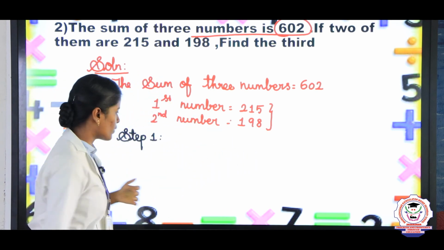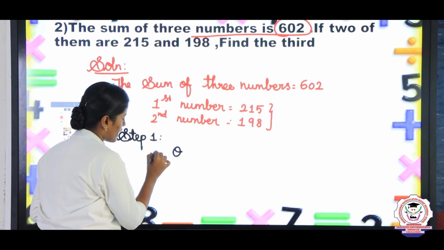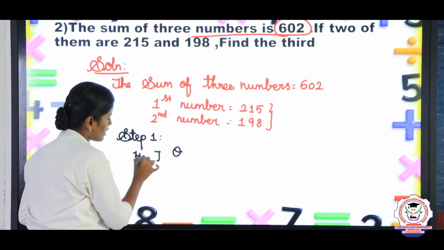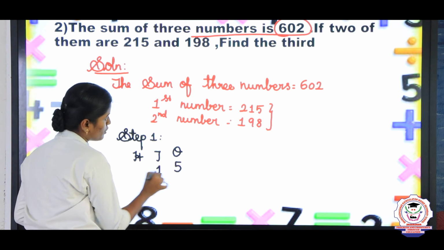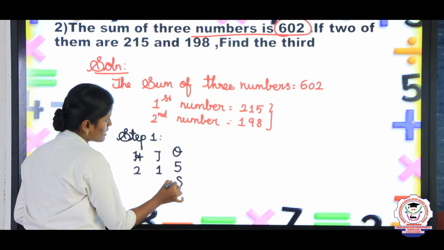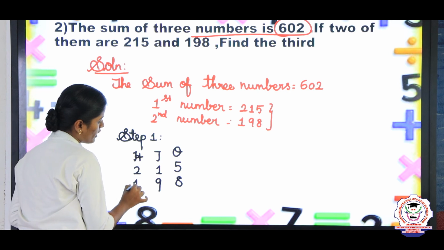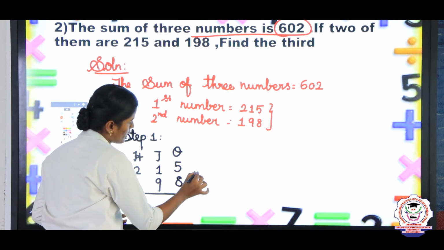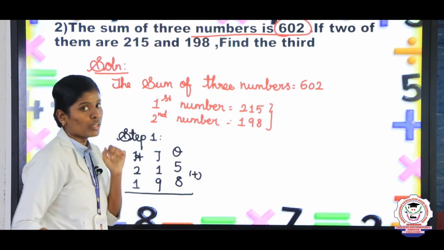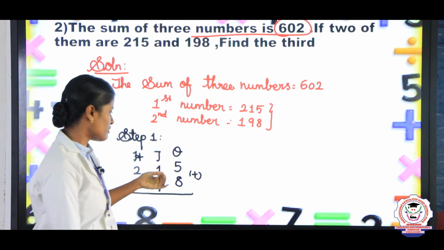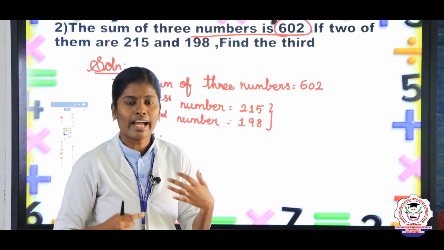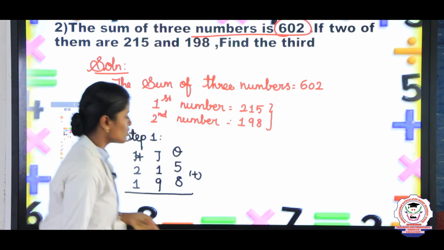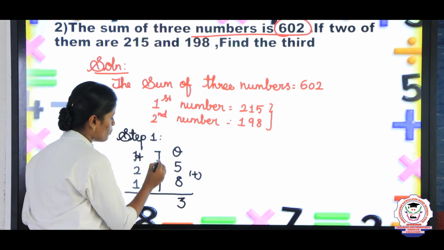Write the place values: ones, tens, hundreds. Here the ones place values are 5 and 8. So do addition. Take the ones place value. Now tell me, Nasriya, what is the answer? 5 in the mind, 8 on the fingers. Very good. The answer is 13. So 13 equals 3, carry 1.